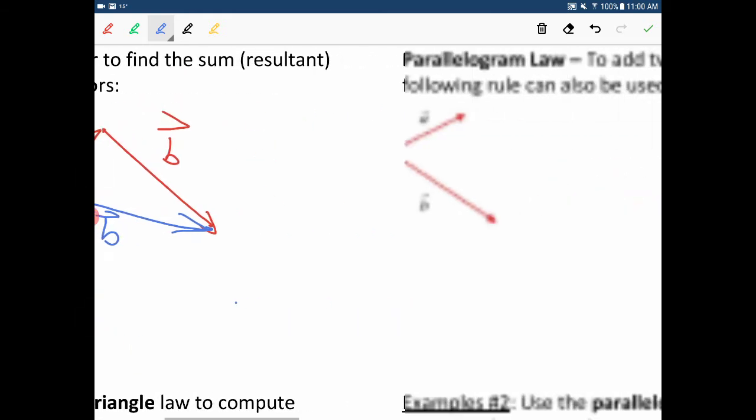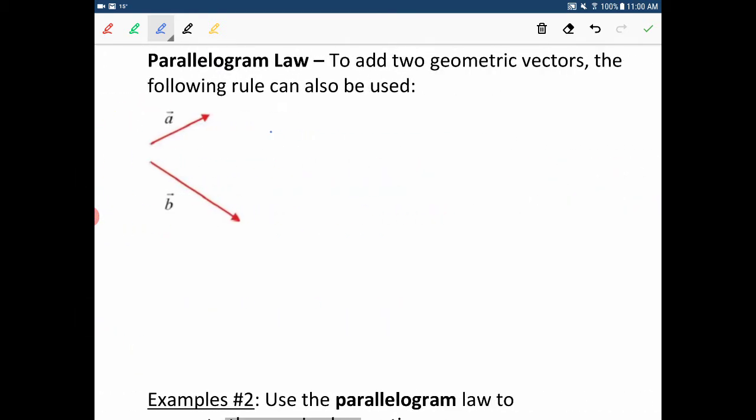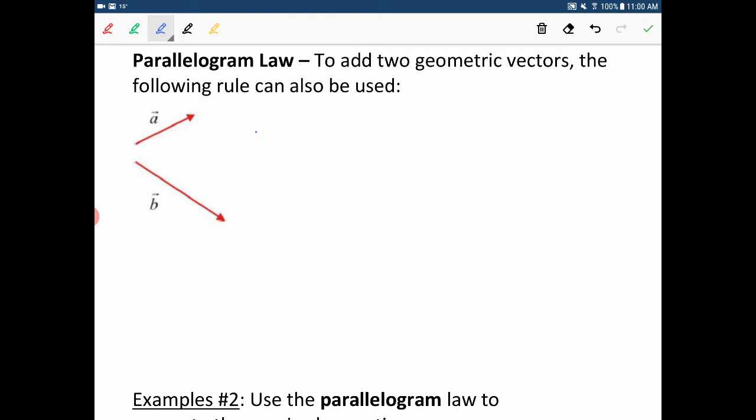Alternatively, you can use what we call the parallelogram law. If I'm being honest, this is one that is talked about a lot, but you're probably not really actually using it because it kind of just is a combination of both triangles. So I'll show it to you though.